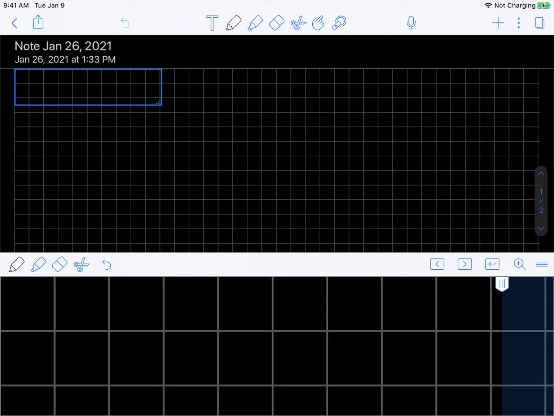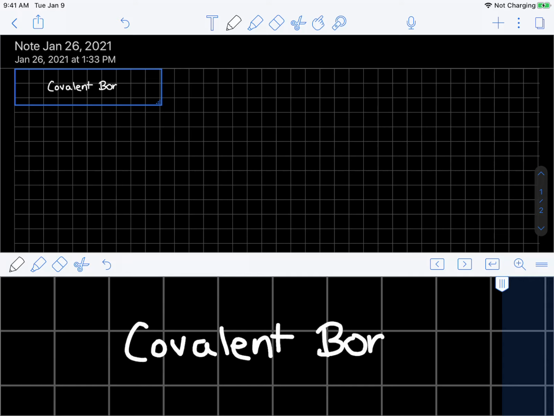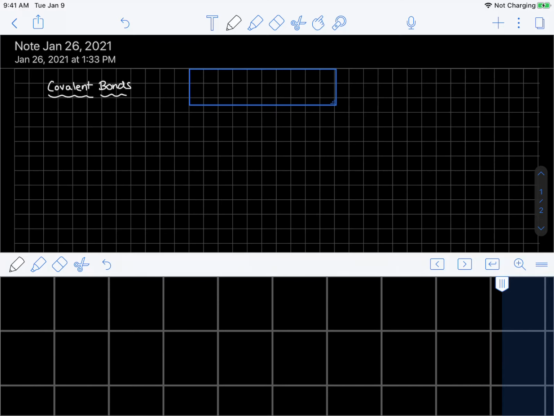All right, you guys, we're going to talk about covalent bonding finally. Remember a couple of things from covalent bonds. Covalent bonds are between two nonmetals.